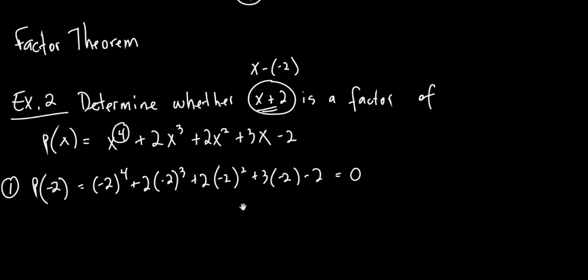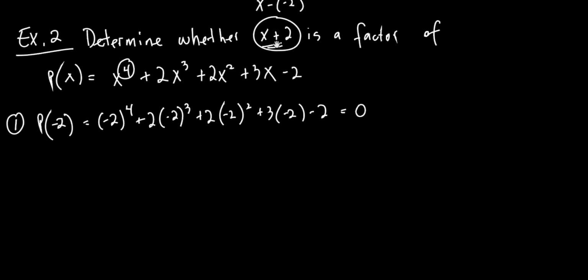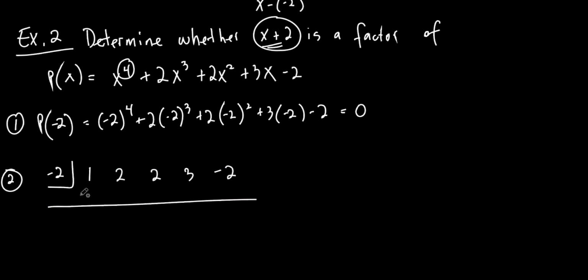What's another way I could figure out if that's a factor? Synthetic division. So let's do that. Let's just see if it really does work. So what am I putting in that little box right there? Negative 2. And then put your coefficients: 1, 2, 2, 3, negative 2. Drop that down. And then let's do it.